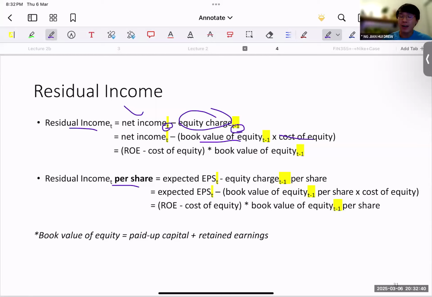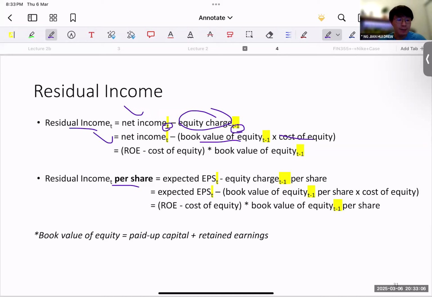You have an example. Once you look at this example, you straight away understand why this is t minus 1, why it is 1, right? Once you see the example, you straight away understand. But just put that a bit in mind first. Know that there's a difference in terms of the timing of the net income and the timing of the equity charge that you need to consider. Okay, so there's this formulation here.